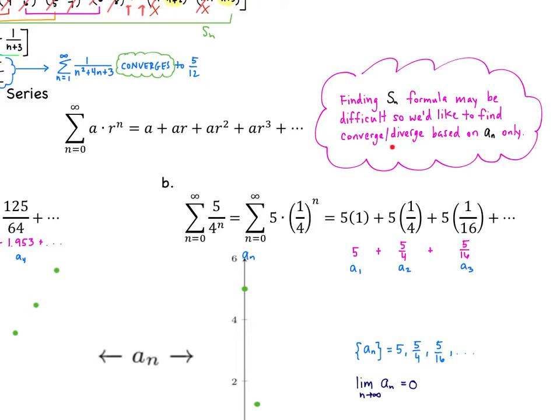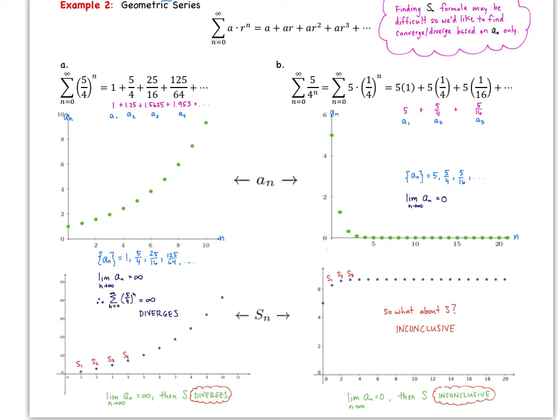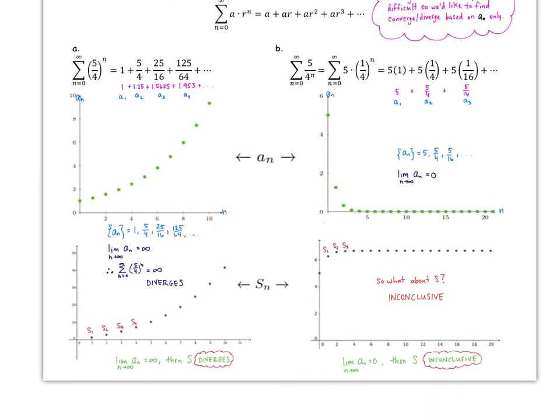So we'd like to find if the series can converge or diverge based on that sequence only, that a sub n. Let's take a look at a few different scenarios here. Again, these are dealing with geometric series. Again, it's in this form, a times r to the n. In this case, our a is 1, and our r is 5 over 4 to the n power.